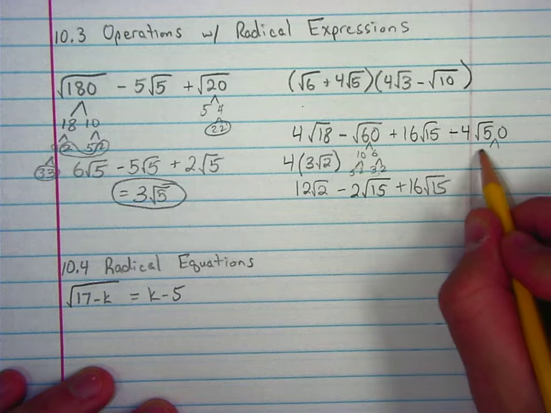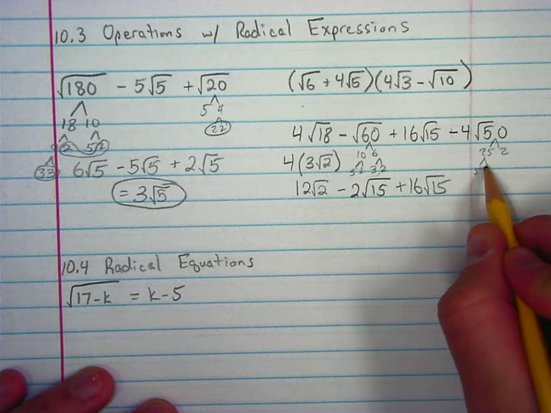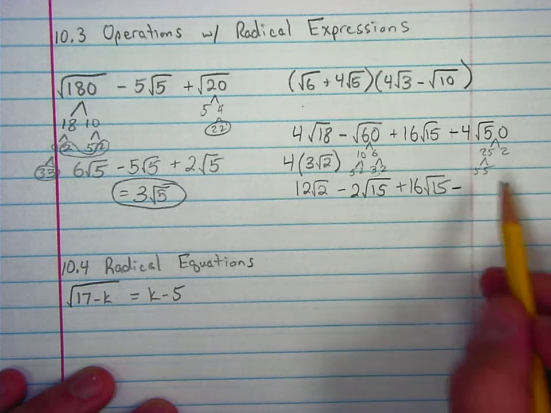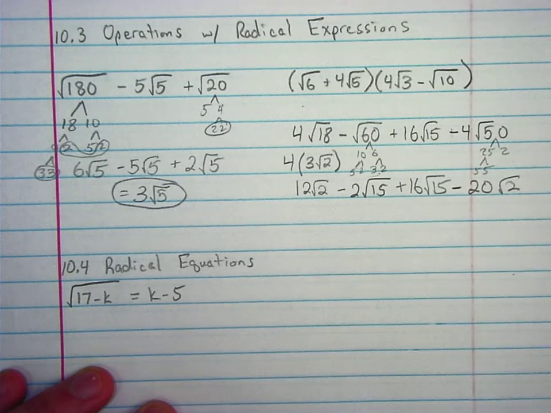So square root of 50, we have 25 and 2. And so we're going to be able to pull out a 5. And remember, you need to multiply it by the 4. So you're pulling out the 5 times 4 is 20 times the square root of 2.